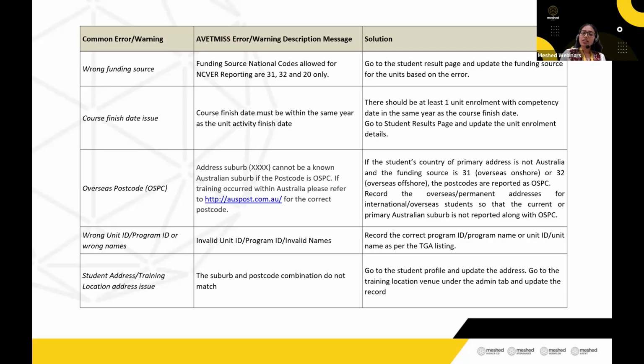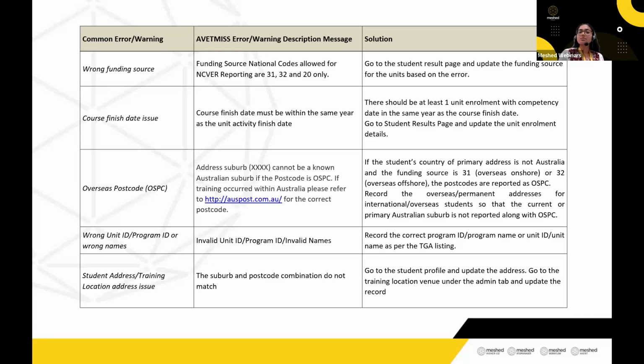Next up, we have a warning, which is the overseas postcode or the OSPC warning. This is one of the most common warnings across all providers that we have seen. Now, as I say, this is a warning, which means this does not prevent you from submitting your data because this is not an error to fix. This warning appears when the student is an overseas student, whether international onshore or offshore, but then you do not have the permanent address for that student.